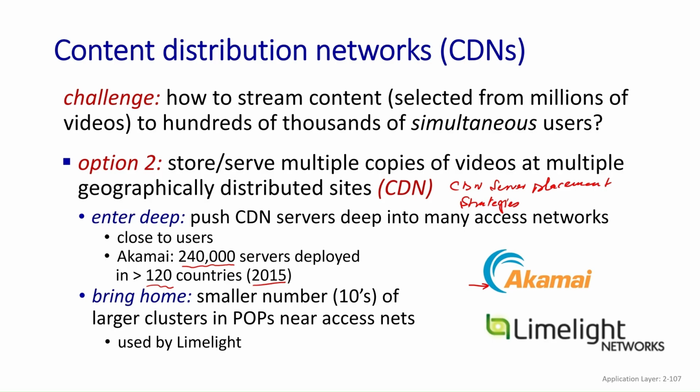Because we have to replicate the files on CDN servers, right? So in a content distribution network, CDN server placement strategies can be either enter deep or bring home. Enter deep means we are placing the servers closer to the user, in access networks, in access ISPs, right? For example, a recent stat: Akamai, till 2015, has more than 240,000 servers in more than 120 countries.